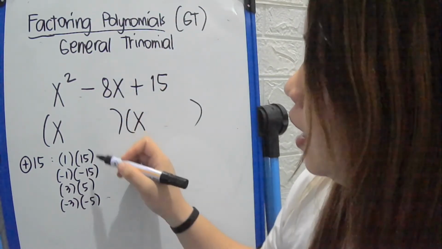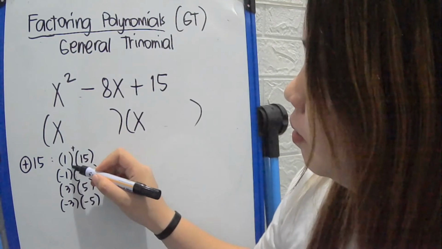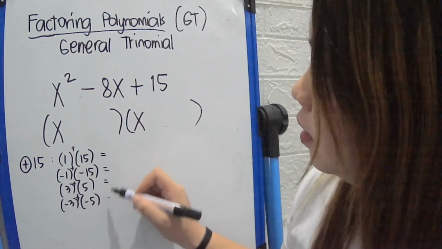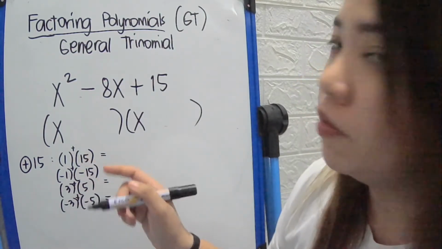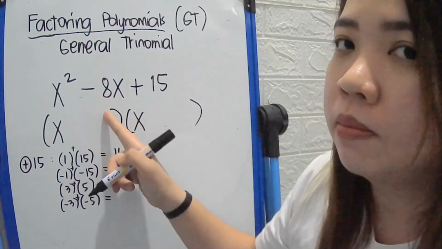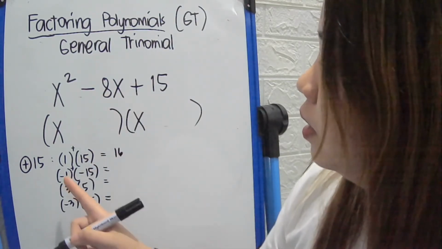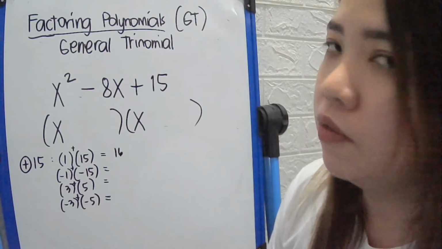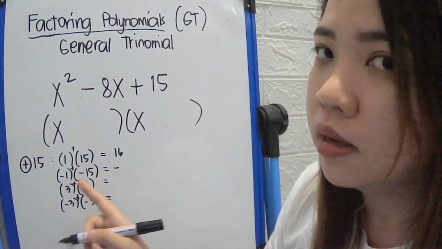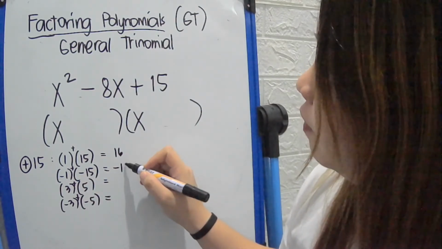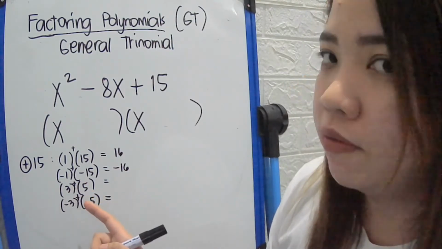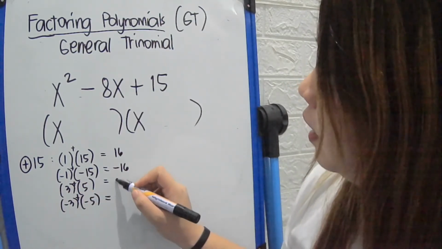So, let us try to add each pair. If you're going to add 1 and 15, that will be positive 16. So, siya po ba yung middle term? Hindi. Now, negative 1 plus negative 15, if you're adding both negative, you copy the sign and then you simply add the two numbers. So, we have negative 16. Next, 3 plus 5. That will be positive 8.